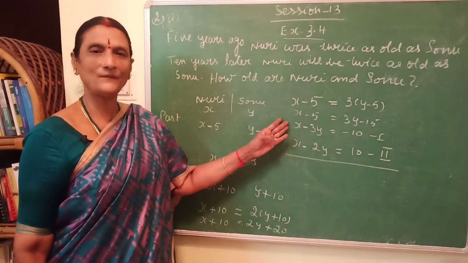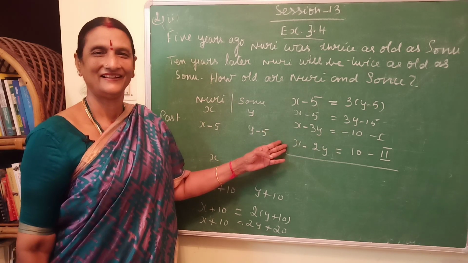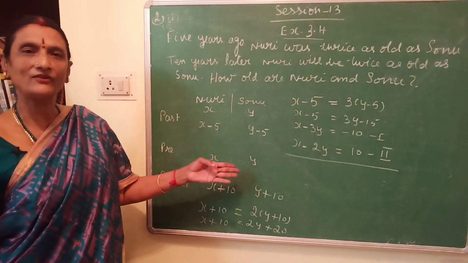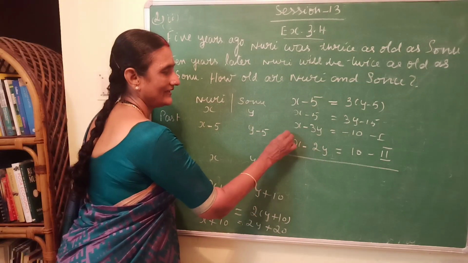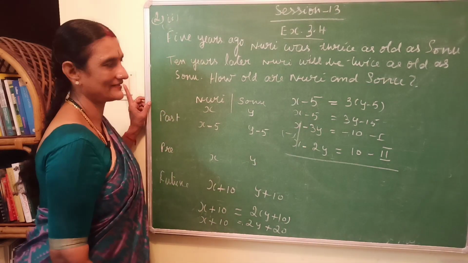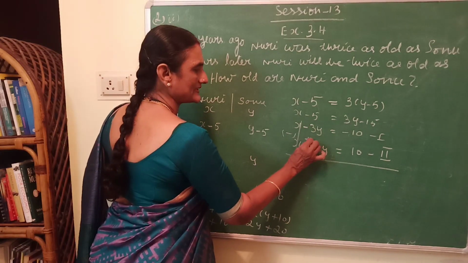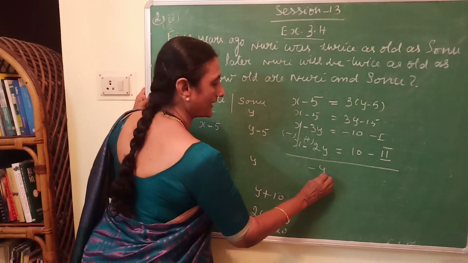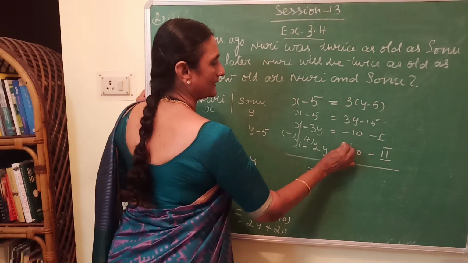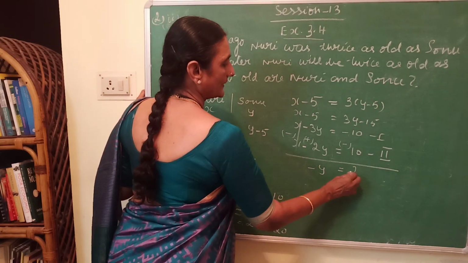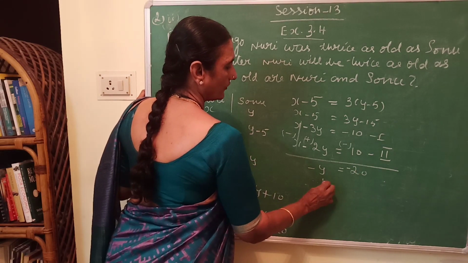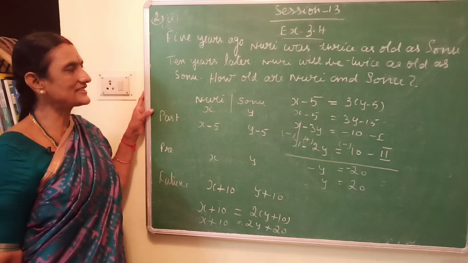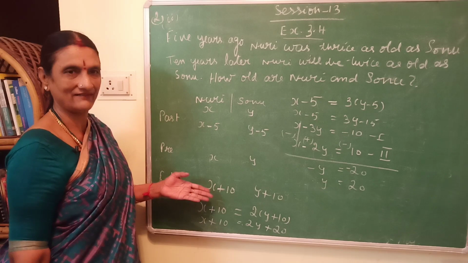Now here, obviously we can eliminate x. Correct? If you eliminate, what you have to do? You have to subtract. So if you subtract, this will get cancelled. And this becomes plus. So minus 3y plus 2y gives you minus y. And then here, you will get 20 with a negative sign. Therefore, y is equal to 20. Are you understanding? Whose age is y? Sonu's age is 20. We have got.